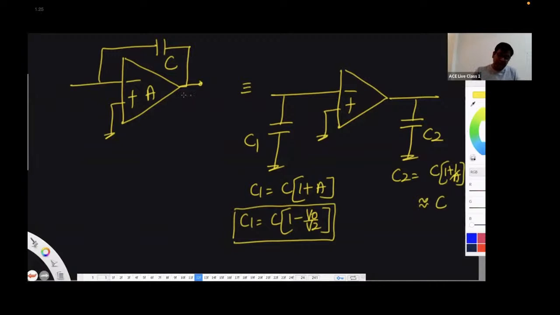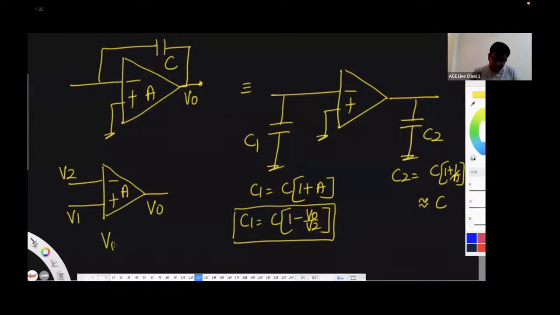What is A? A is the gain of the amplifier. In an op-amp, this is the non-inverting voltage V1, this is V2, this is V0 and A. So the op-amp general expression is V0 is A times (V1 minus V2), right?